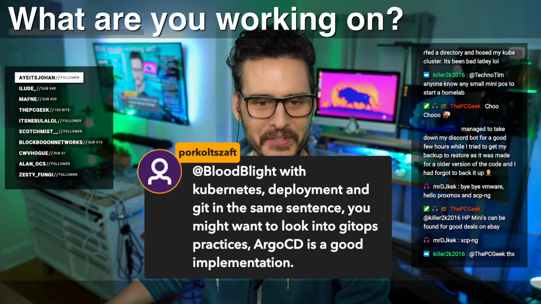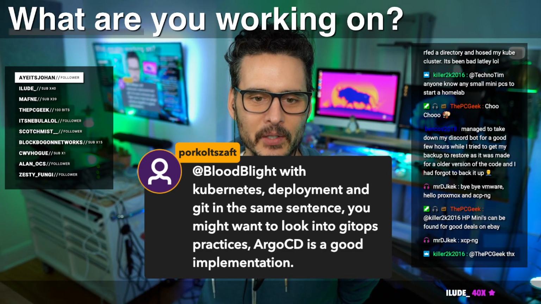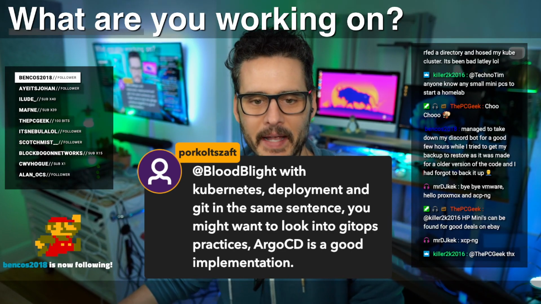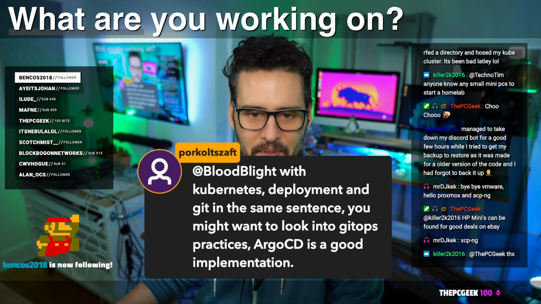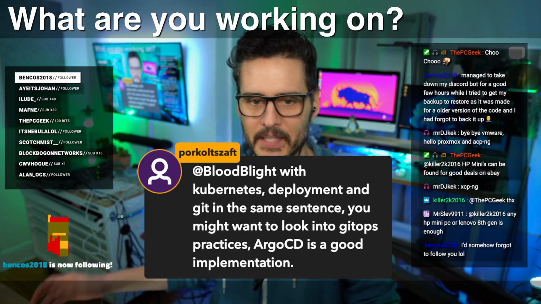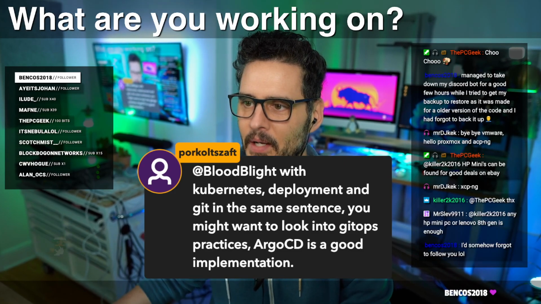Porkoltz Zaft, with Kubernetes deployments and Git in the same sentence, you might want to look at GitOps practices. ArgoCD is a good implementation. I totally agree. I'm right there with you.